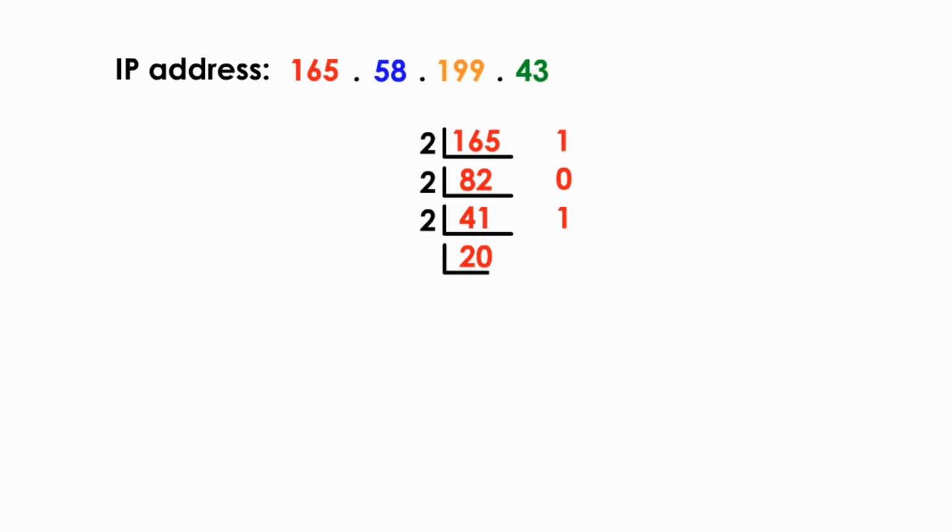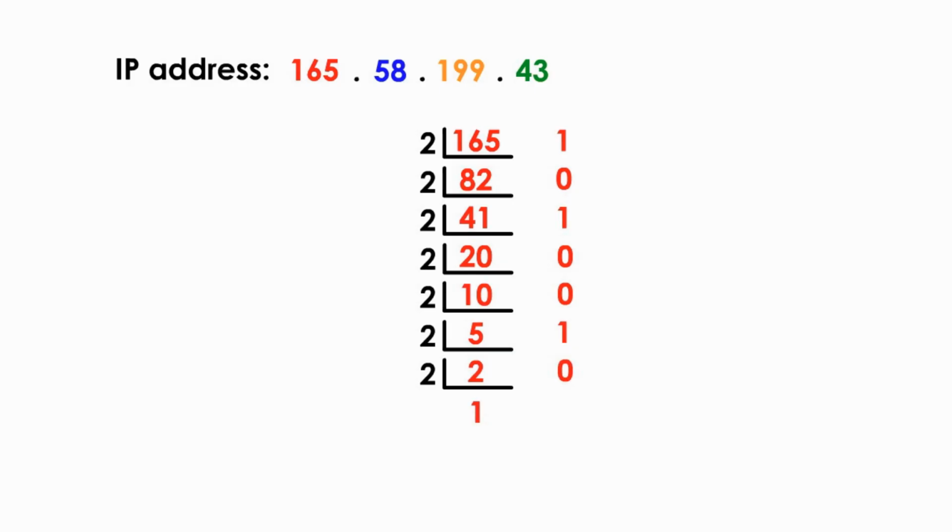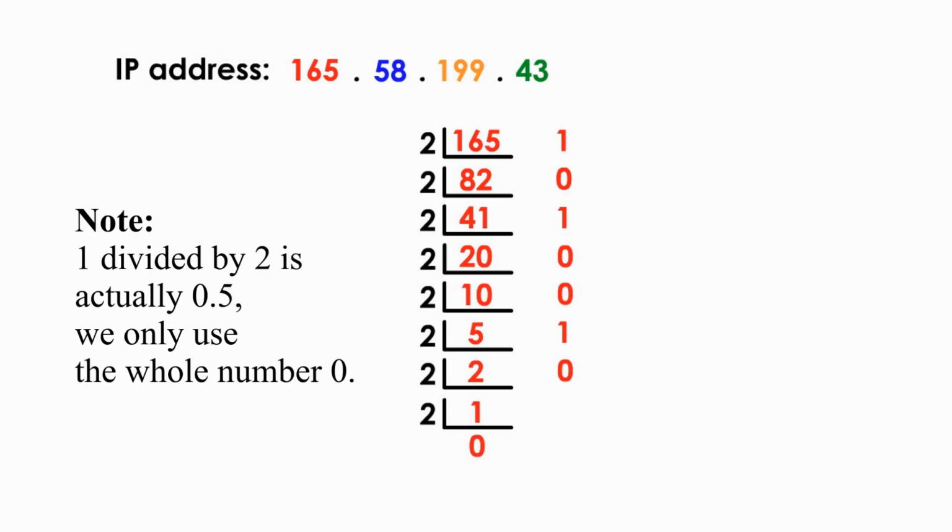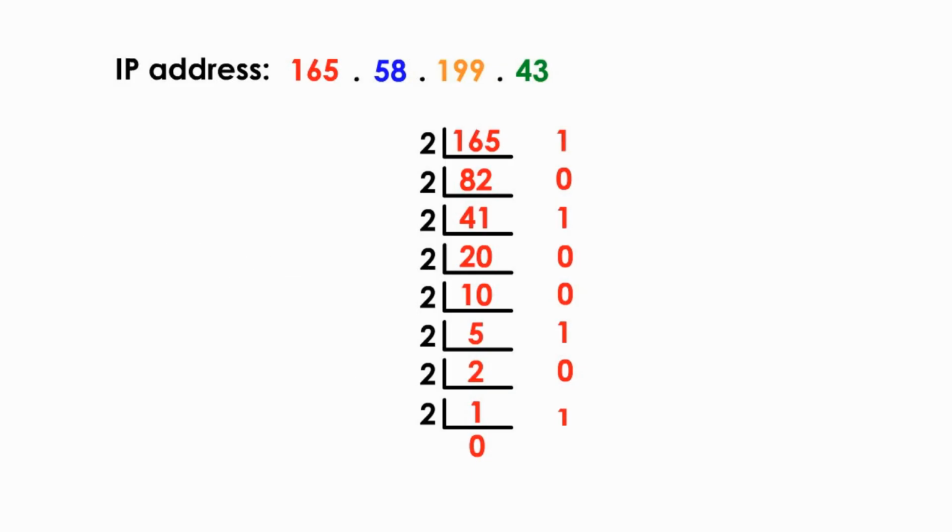20 divided by 2, the result is 10 and the remainder is 0. 10 divided by 2, the result is 5 and the remainder is 0. 5 divided by 2, the result is 2 and the remainder is 1. 2 divided by 2, the result is 1 and the remainder is 0. And 1 divided by 2, the result is 0 and the remainder is 1.